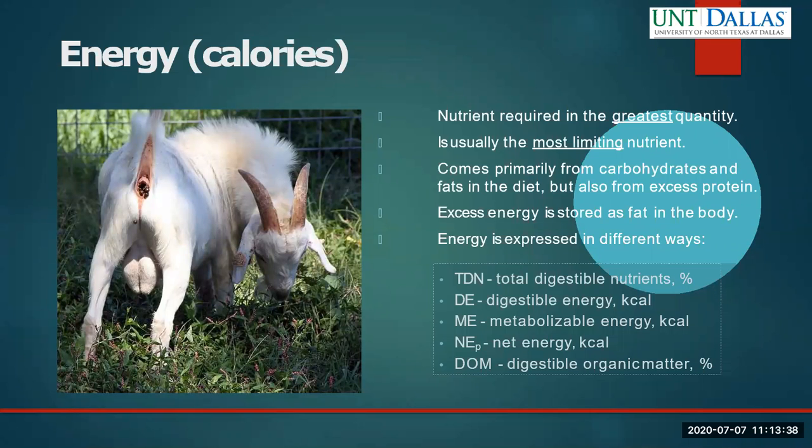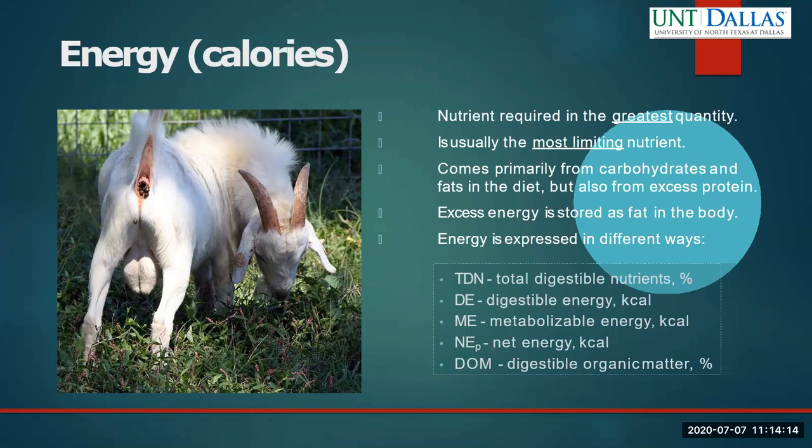Energy deficiencies always result in reduced growth or weight loss, and also reduced reproductive efficiency, reduced milk or fiber production, and increased death loss. The nutrient required in the greatest quantity is usually the most limiting nutrient. The energy comes primarily from carbohydrates. We all know that energy comes from carbohydrates and fats in the diet, but also from excess protein. Excess energy is stored as fat in the body.